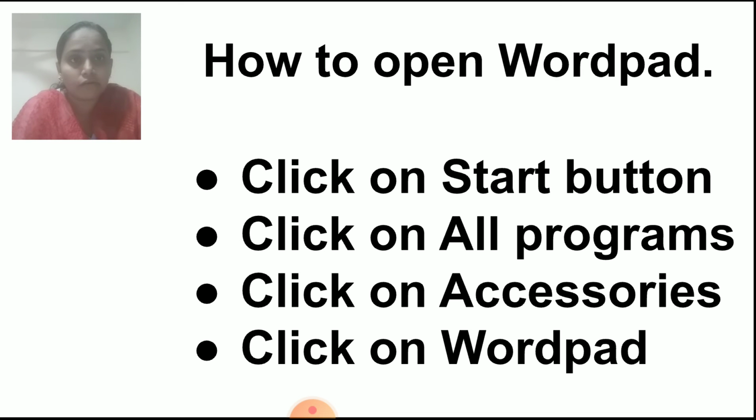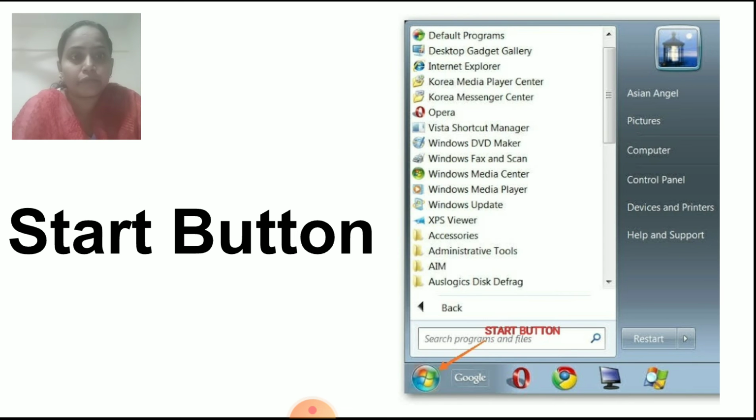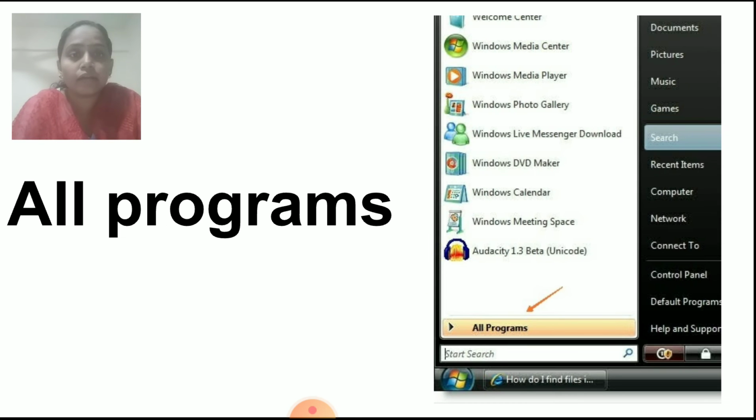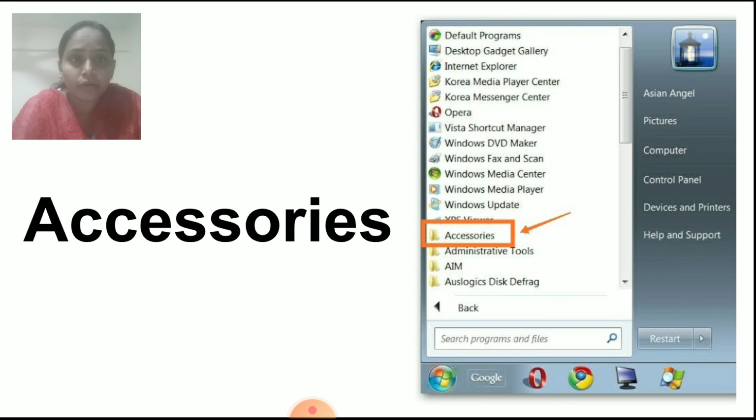Now just see here. The Start button. Can you see there is one arrow? I highlighted the start button. Click on this start button. Then you will get the All Programs option. Click on this All Programs option. After All Programs, you will get a program list. In that, you will get an Accessories folder. Can you see that Accessories folder? The orange box is highlighted.